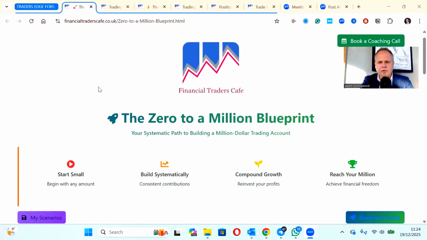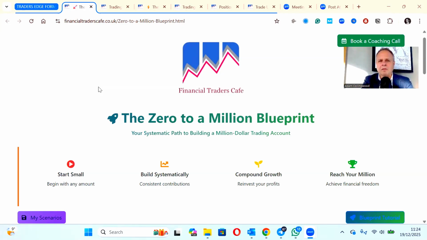Okay, let's get going. Firstly, what we're going to do is go to the 0 to a million blueprint. And why this is important is that most traders that I come across have no idea how much money they're going to make in the future. They've got no goals. They just start trading and hope for the best. They don't start thinking to themselves, okay, where do I need to be in 12 months, 3 years, 5 years? So they have no idea. They just start with a sum of money, or they might start some prop challenge and have no idea where they're going. So what we're doing here is we're looking onto the horizon.